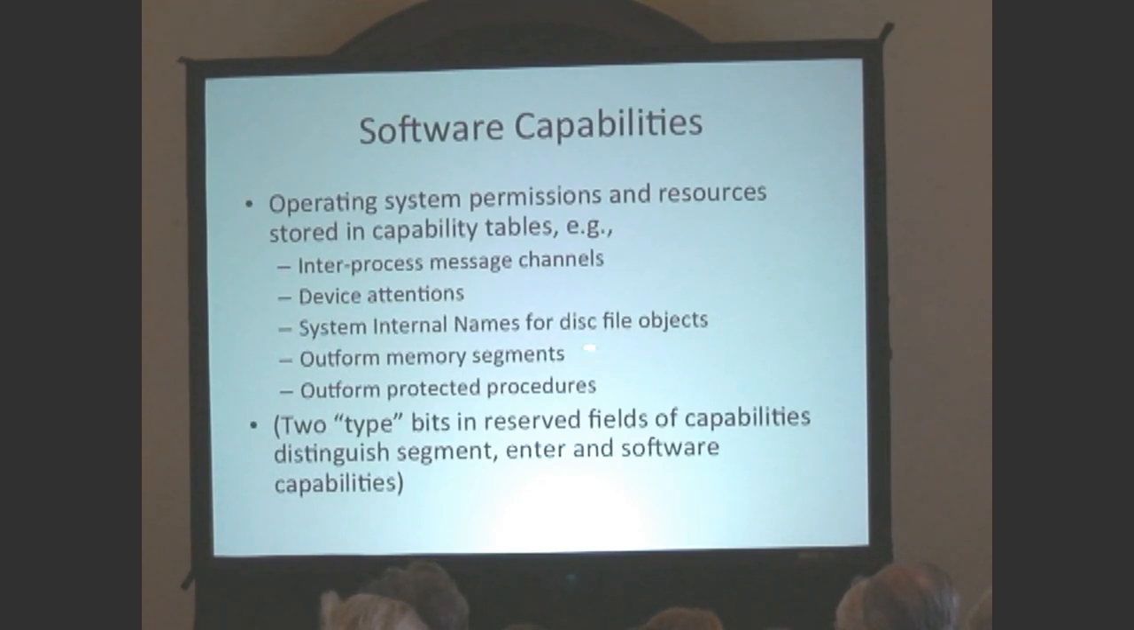We obviously had a file system. We needed a way to represent objects on disk. We needed a way to represent memory segments that had been swapped out. We needed a way to represent protected procedures that weren't in memory. And so essentially, we took advantage of the fact that there were spare bits in the capabilities that the hardware understood to steal them. So the hardware would say, I don't understand this, and then the software could take over, pick up the fault that it was an incorrect capability, and interpret it as one of these software capabilities.